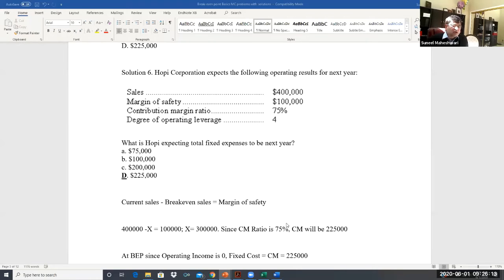So your contribution margin is 75%. So your contribution margin ratio is 75%. So your contribution margin will be 225,000 at the break-even point, right? And at the break-even point, what happens? At the break-even point, you cover your fixed cost. That means at the break-even point, your fixed cost and contribution margin will be same. That gives you your break-even point and the fixed cost.